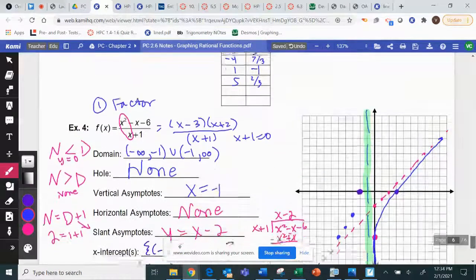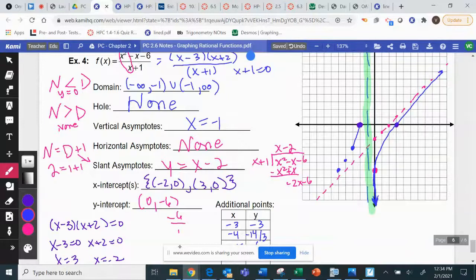Okay, so it appears that it is getting closer and closer to this asymptote, and it will always get closer and closer to the vertical asymptote. So that's got to be what this one looks like.